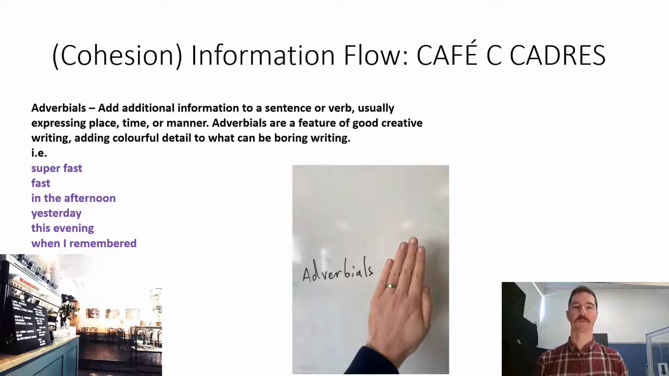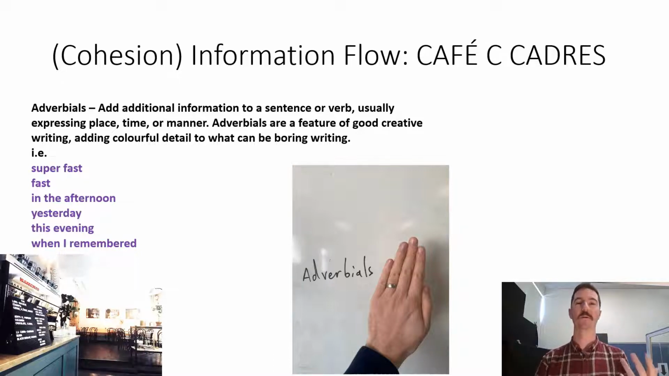Then, okay, adverbials. So for this, we actually flip our hand and look at the back, because adverbials add information to the verb. So most of our signs occur on the front, but on the back is adding in more information to those. And these are for, as it says, place, time, or manner. So we've got some examples there.